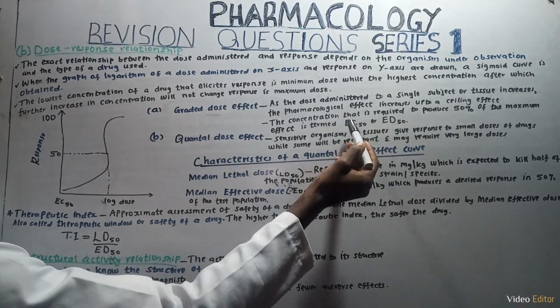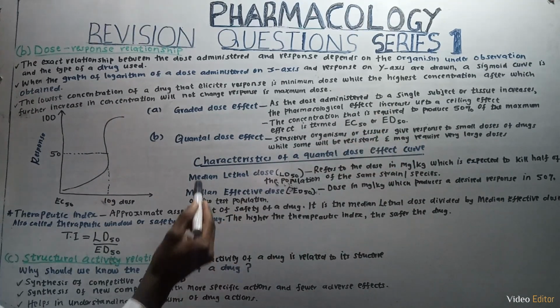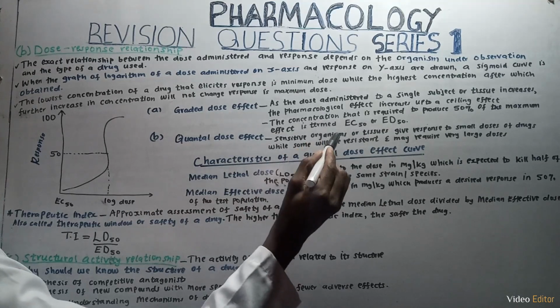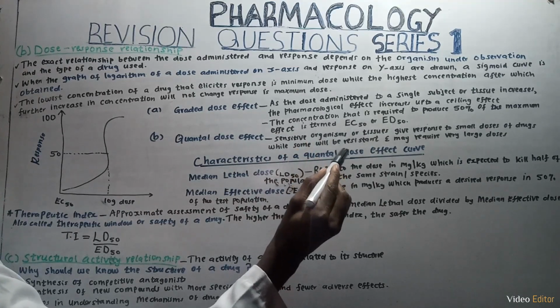Then we have control dose effect. Sensitive organisms or tissues give response to small doses of drugs, while some will be resistant and may require very large doses.